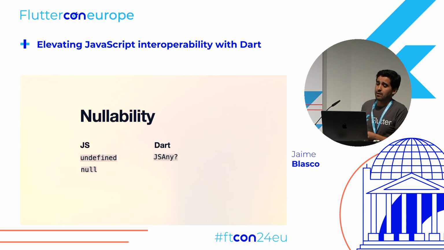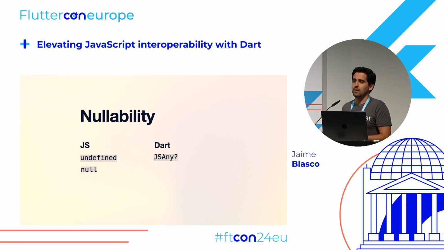Something very related to the types is to understand that nullability means something different from JavaScript to Dart. In JavaScript, there are two types of nullability. You have undefined and null, and it means a variable might not be defined. You can try to access a variable that is not defined, or you can try to access a variable that's defined, but the value itself is null. For both of them, Dart will interpret that they are null.